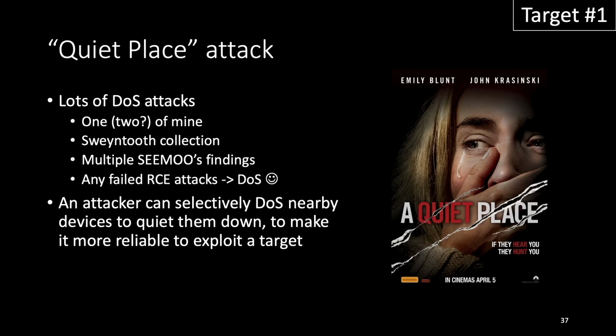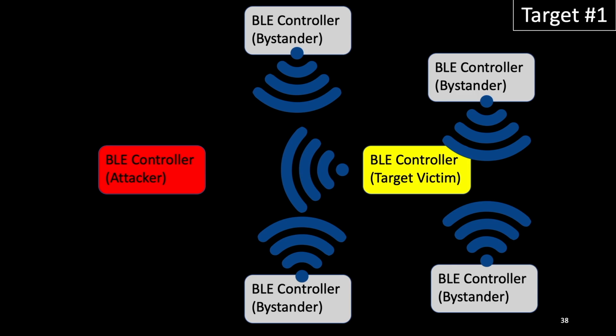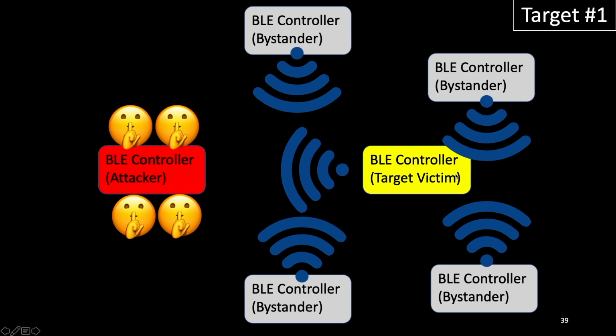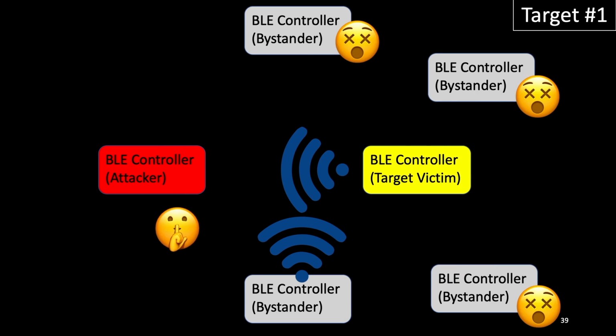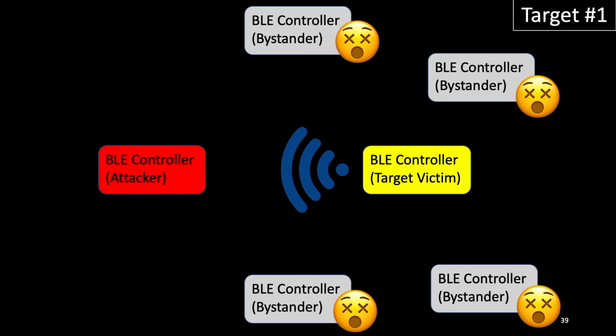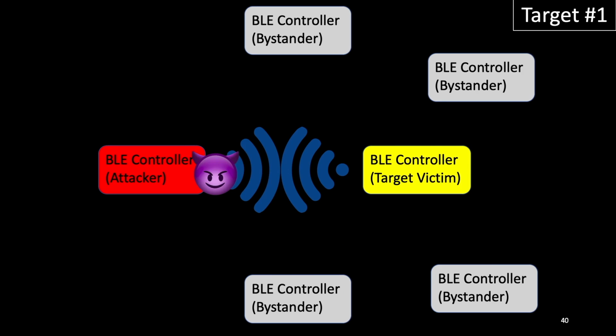There are lots of DoS vulnerabilities, including one of mine, and any unsuccessful attack can be a DoS attack. Let's see here, there is an attacker, and he wants to attack this BLE controller. But he sees a lot of nearby BLE devices, and he wants to quiet them down. Then he can just kill all of them using a DoS attack. Then finally, this attacker can just send a malicious packet targeting this victim. Now, here's the thing. I'm not a real attacker, and I cannot kill all the neighbors' BLE devices.